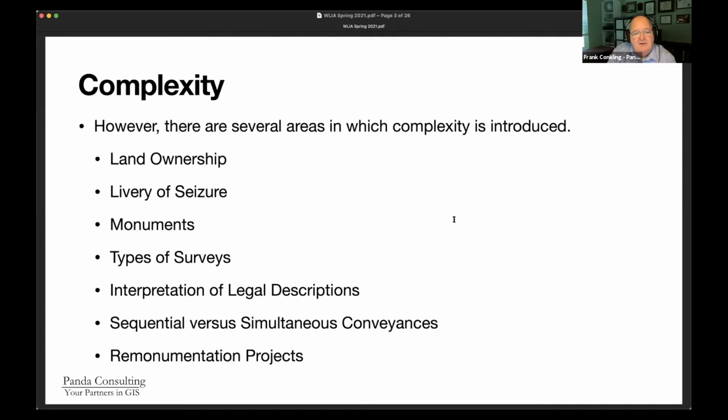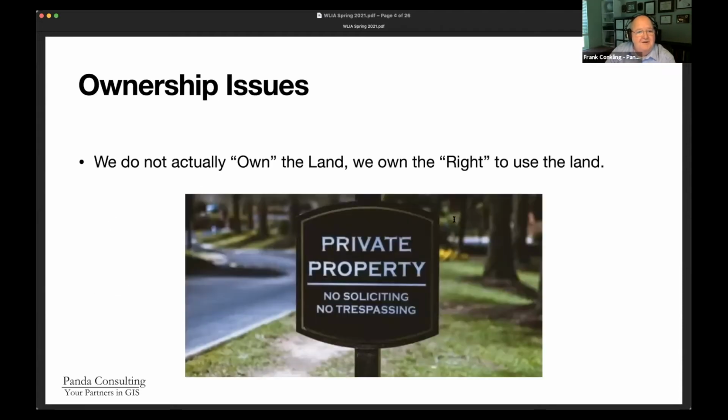Then we're going to talk about types of surveying, interpretation of legal descriptions, sequential conveyances versus simultaneous conveyances, and why there's a difference between them and why, when you're mapping them, you handle things differently depending upon what type of conveyance it is. And then finally, we'll talk a little bit about remonumentation projects, something that's near and dear to everybody's heart up in Wisconsin. So let's start with ownership.